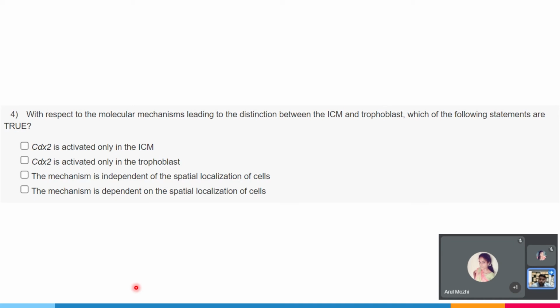So what are the molecular mechanisms, and which of the following are true according to these? The first option is CDX2 is activated only in the ICM, the inner cell mass. CDX2 is activated only in the trophoblast. The mechanism is independent of spatial localization of cells, and the mechanism is dependent on the spatial localization of cells. So which of the four can be correct? It is a box type of question, so more than one is correct. Will anyone try to answer this?